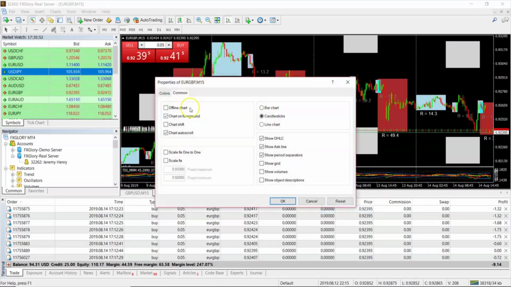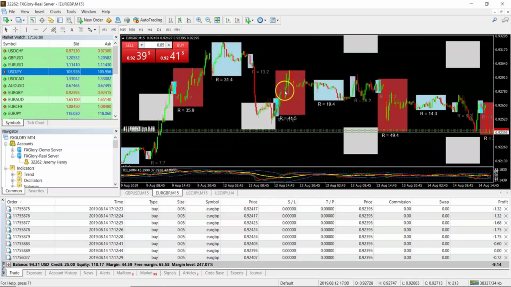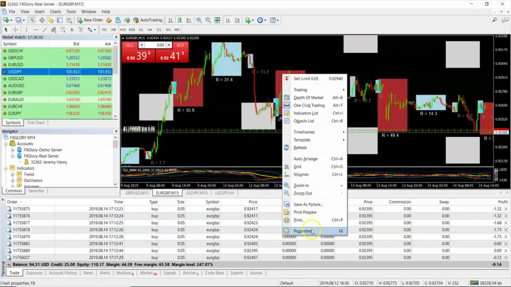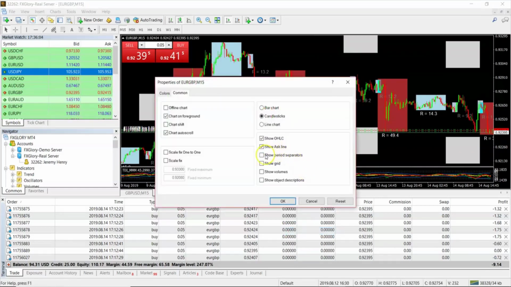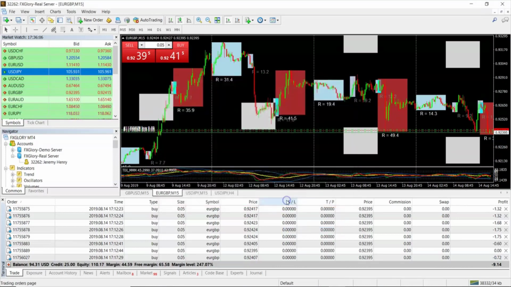You can go to properties. Let me see the separators right here, period separators. So if I take these off and I say okay, they'll go away. So you go to properties, show separators. All right, so you can separate your days. Okay, so that way, you'll be good.